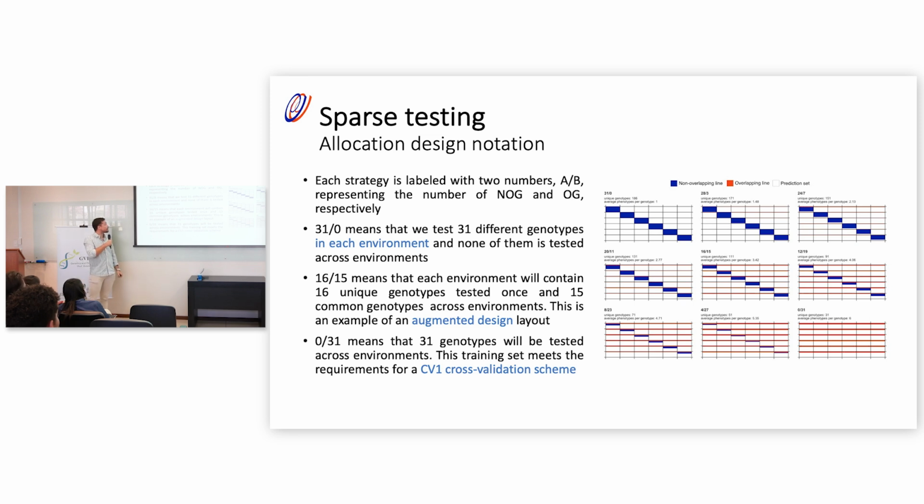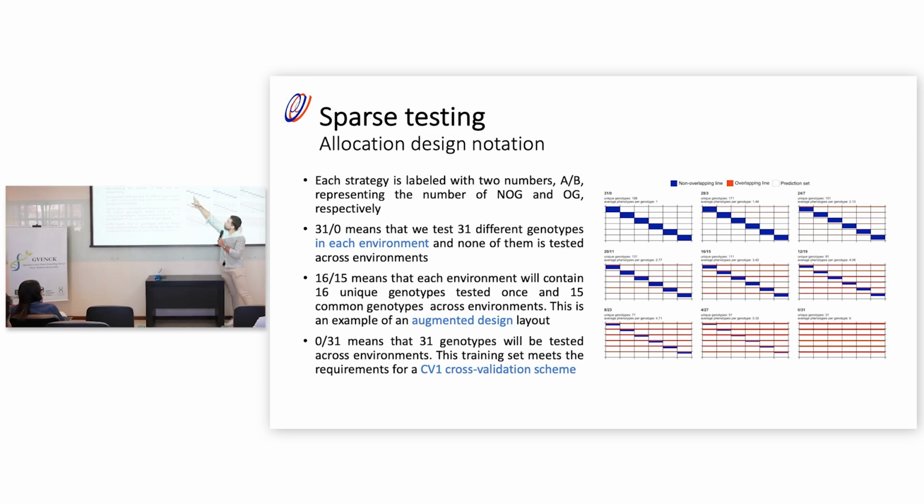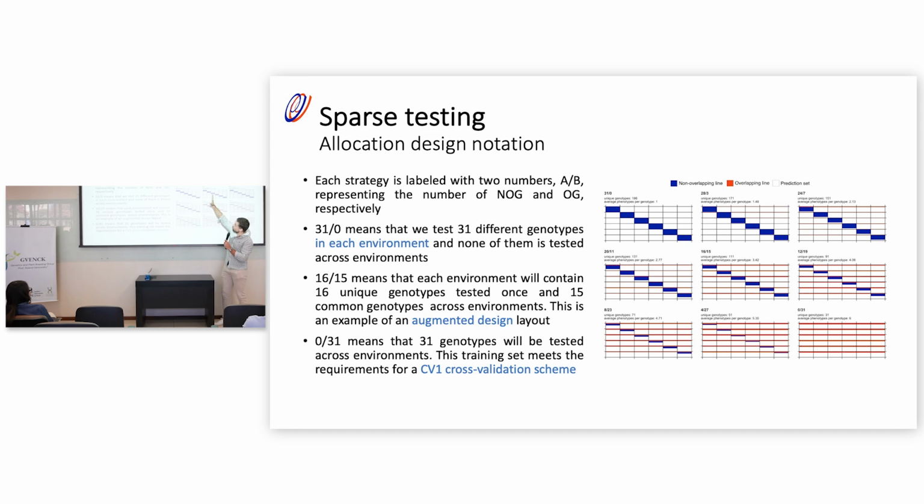Okay, and this is a way to see the allocation design. So we label each strategy with 2 numbers, A and B, representing the number of non-overlapping genotypes and overlapping genotypes. In one extreme, we have the 31-0, which means that we are going to test 31 different genotypes in each environment. And we have it here. The columns are environments, and the rows are groups of 31 genotypes. So you can see how we don't repeat genotypes across environments. If we squeeze these columns, we will see that we are testing once every genotype. So we see everything, but only in one environment.